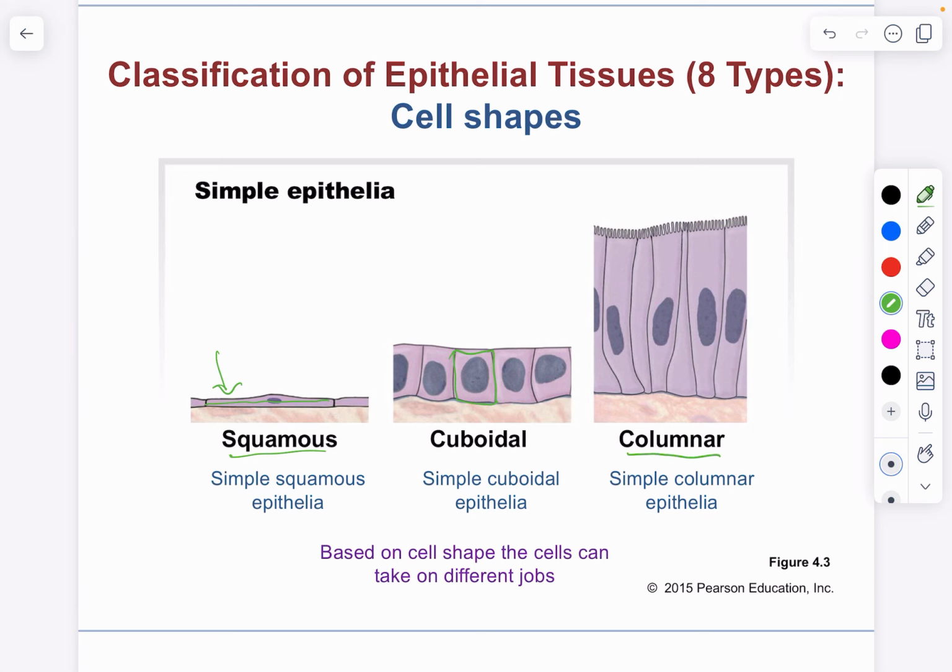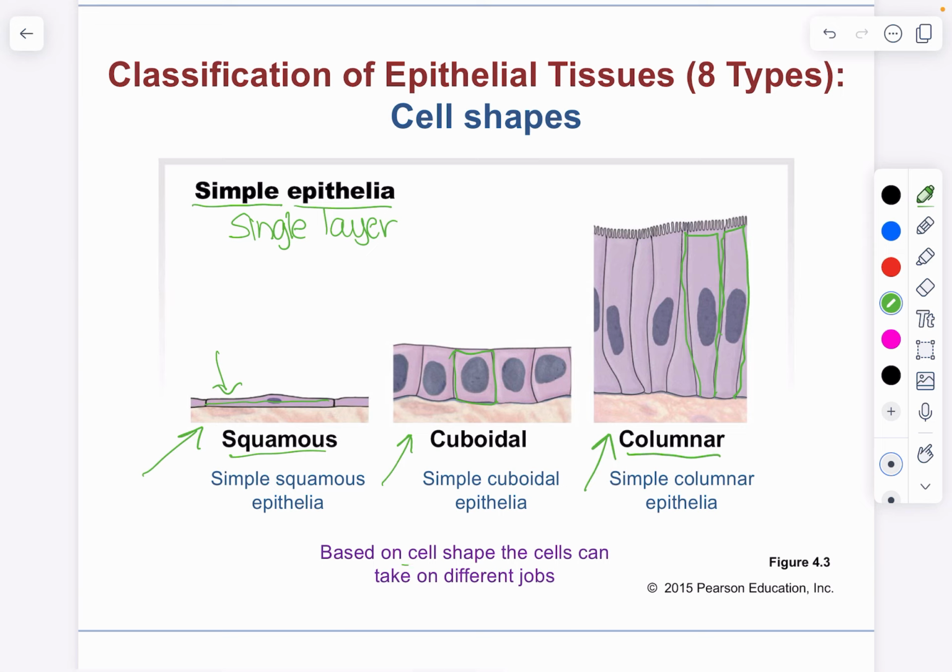And then we have columnar cells. Columnar cells are named because they look like they're in columns, okay? That's what you're seeing here. And when we have only a single layer, we refer to this as a simple epithelial, okay? So, for instance, if we were going to name the epithelium, which you have to get very comfortable doing, we would name this a simple squamous epithelia. If we were to name this, it would be a simple cuboidal epithelia. And again, simple columnar epithelia.